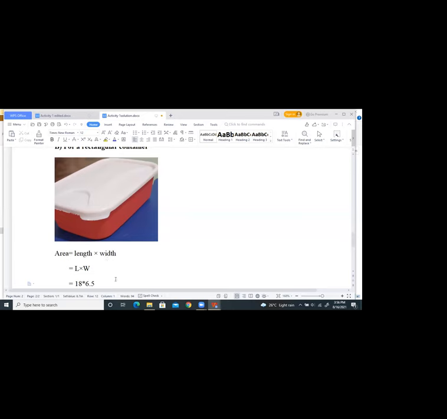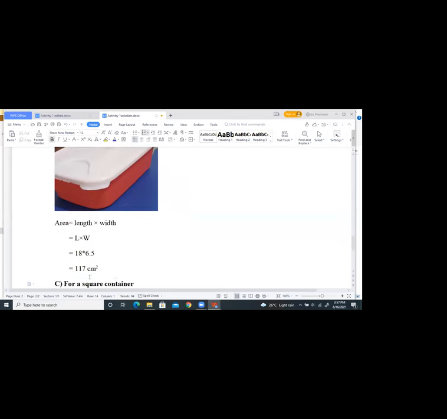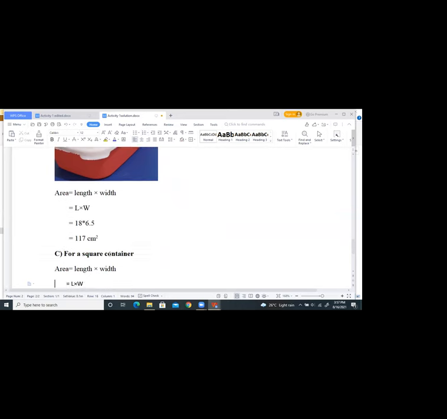So this one has the length times the width. For a rectangle, it has two dimensions. That's why you see I have put length times the width. So when I substituted, I got that answer.